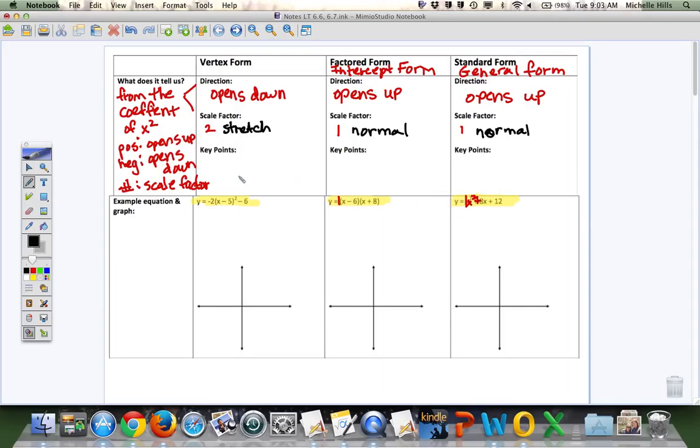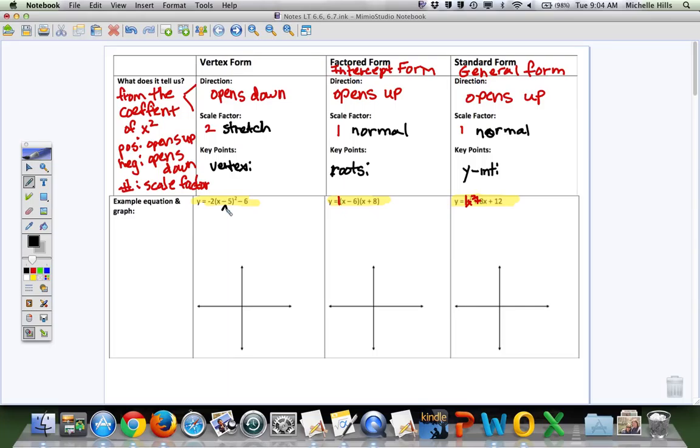For every one of these forms, you can tell which direction it opens and the scale factor just by looking at the coefficient of x squared. Where they differ is what other points you can talk about. In vertex form, you can tell me what the vertex is. In factored form, also called intercept form, you can tell me the roots, which are also the x-intercepts, the zeros of the function, and the solutions. Remember, it has a bunch of names. In general form, you can tell me the y-intercept. You're not going to tell me the vertex or the intercepts in this form, only the y-intercept.